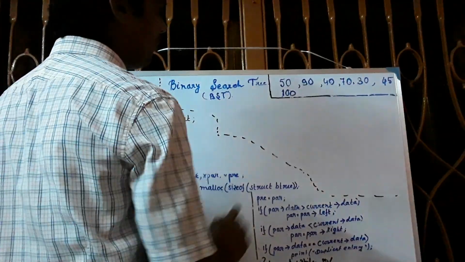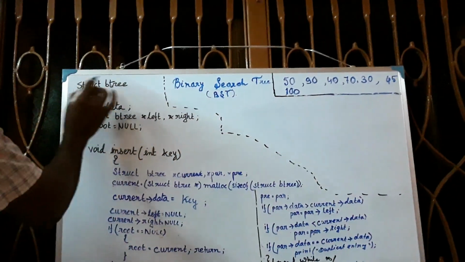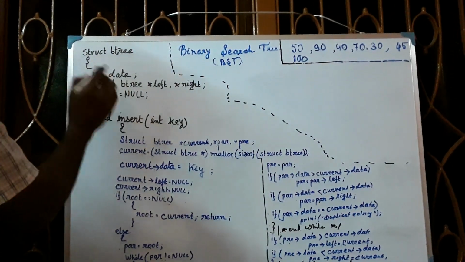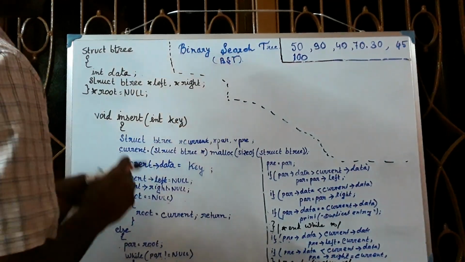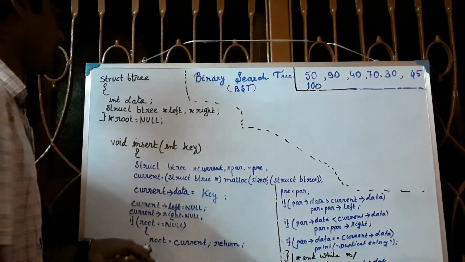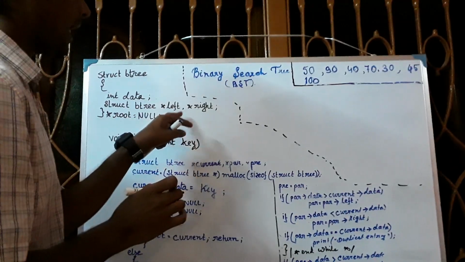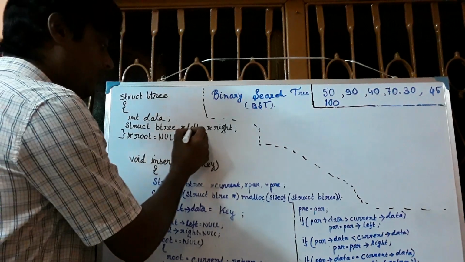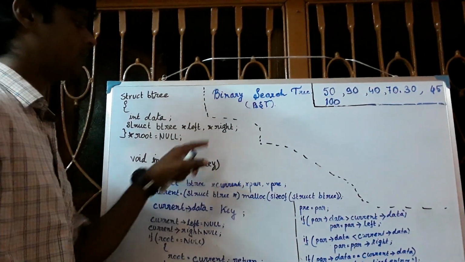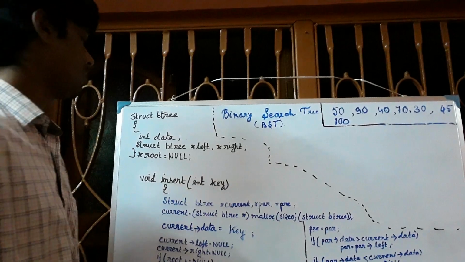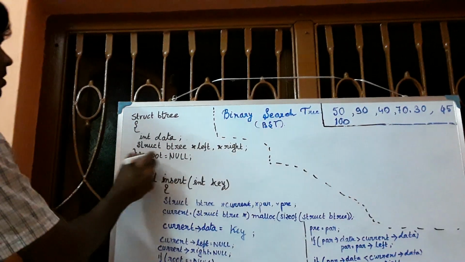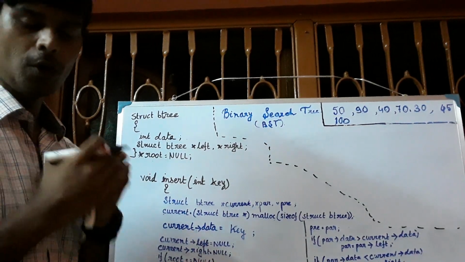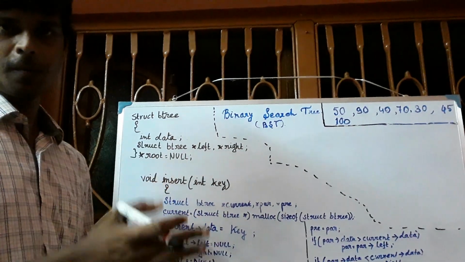So this is the first 50. As you can see, this is a structure. Inside the structure, there is a data part, which means the value that each node will contain. And every node, as I said, has two children: one is the left child, another is the right child. Left will refer to the left child of the node and right will refer to the right child of the node. The root is initially null, because if no node exists, root will be a null node.